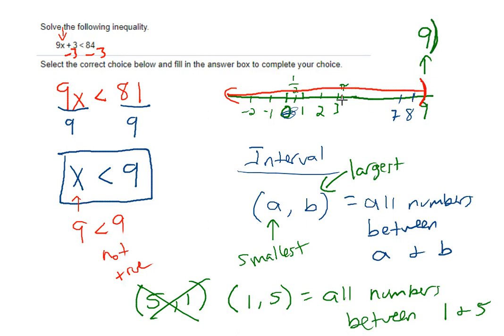Okay. Now on the left-hand side, and that's going to be the largest number, so that goes on the right-hand side. The smallest number, well, this keeps going forever to the left.